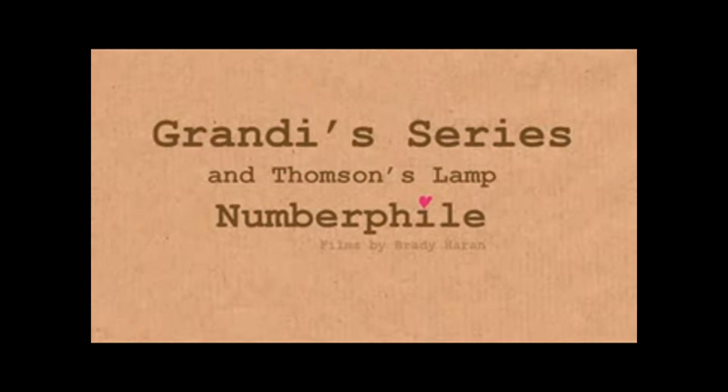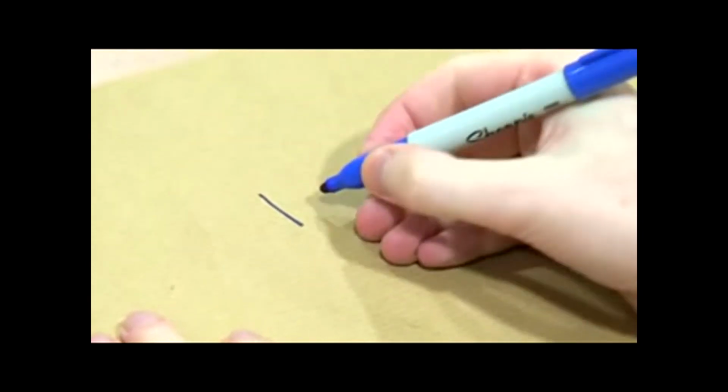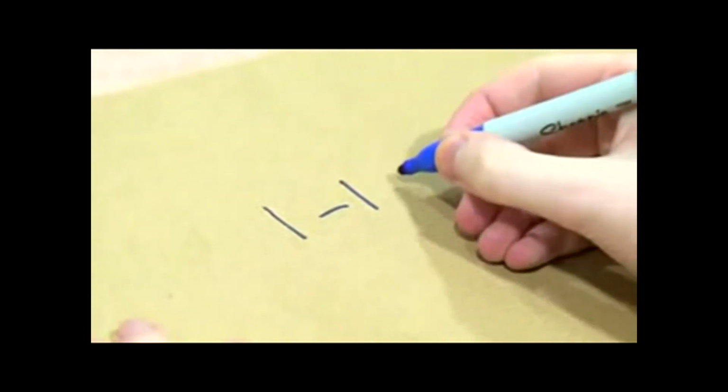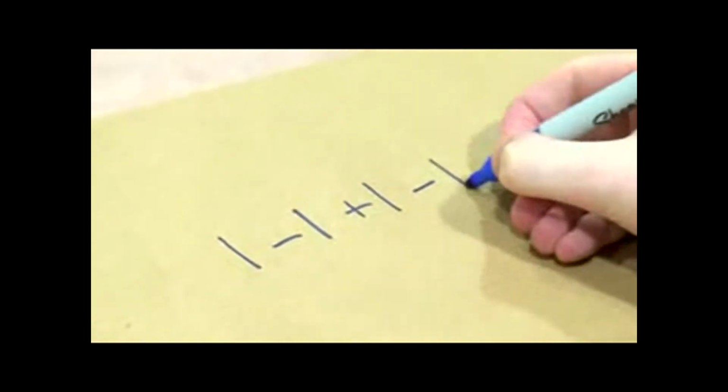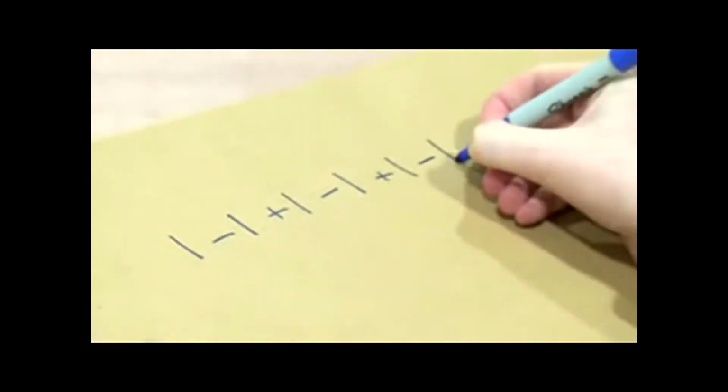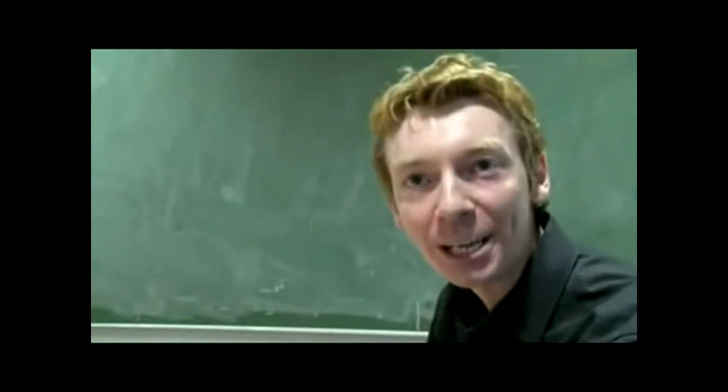It's quite a simple sum. It starts with 1, then I'm going to subtract 1, then add 1 again, then subtract 1, then add 1, then subtract 1, then add 1 and subtract 1. And I'm going to do this forever. You get the idea of that, I hope. So what does that equal to?